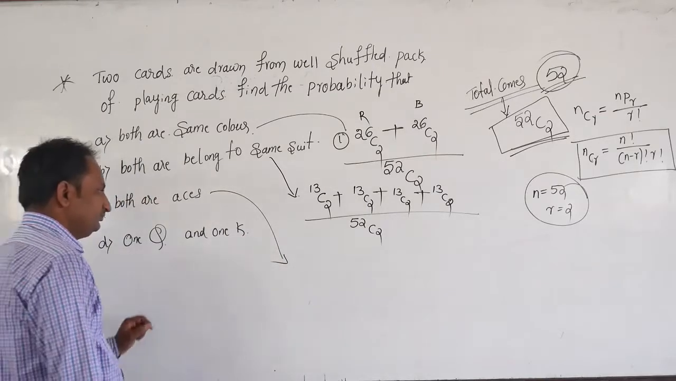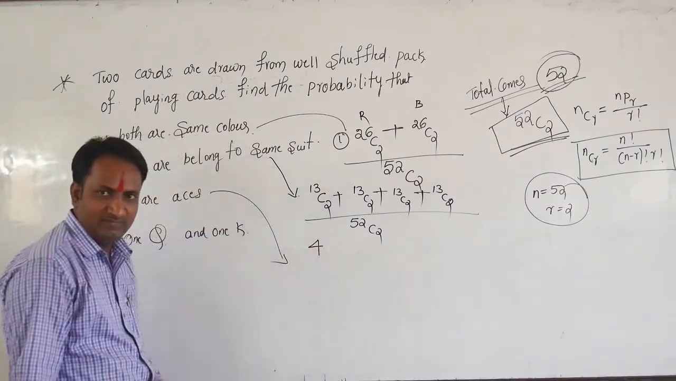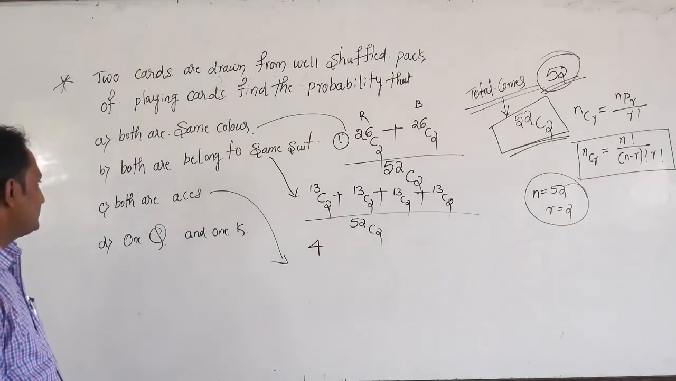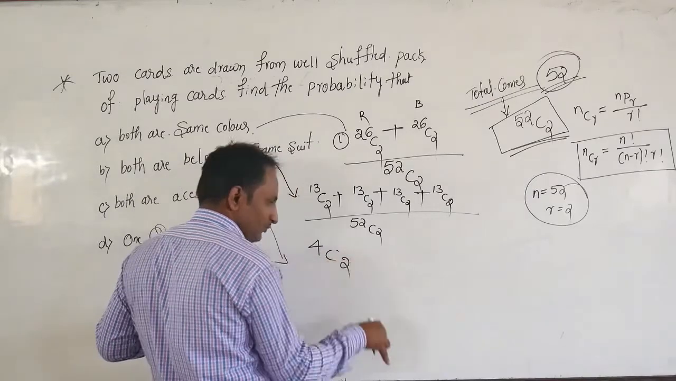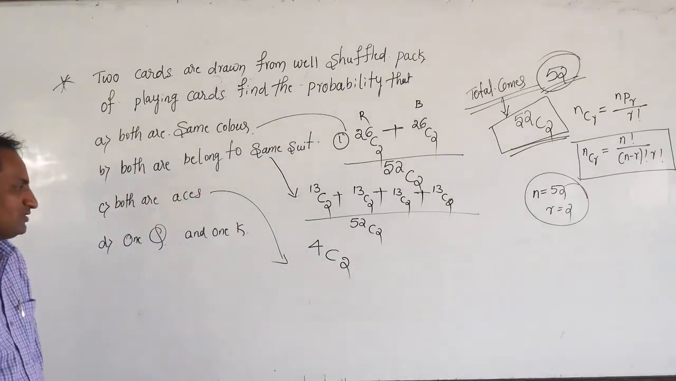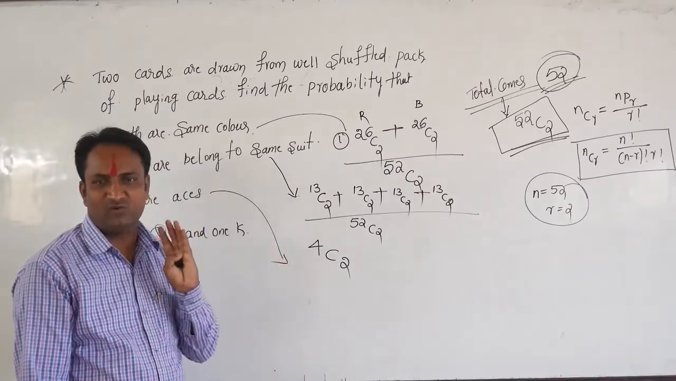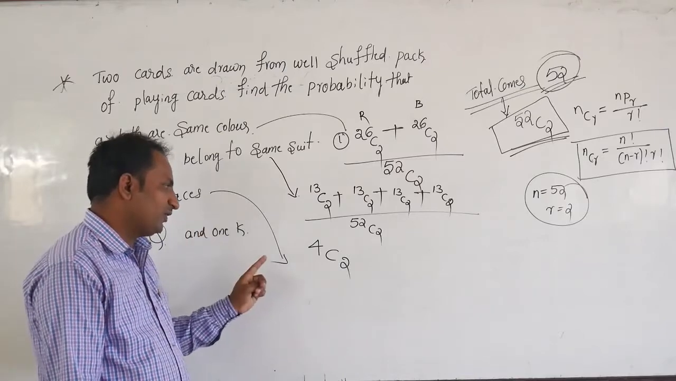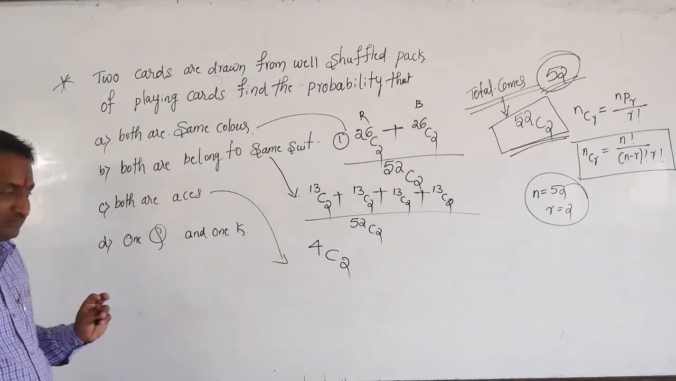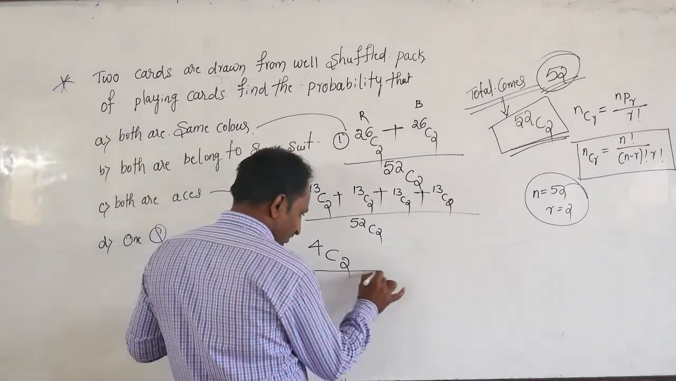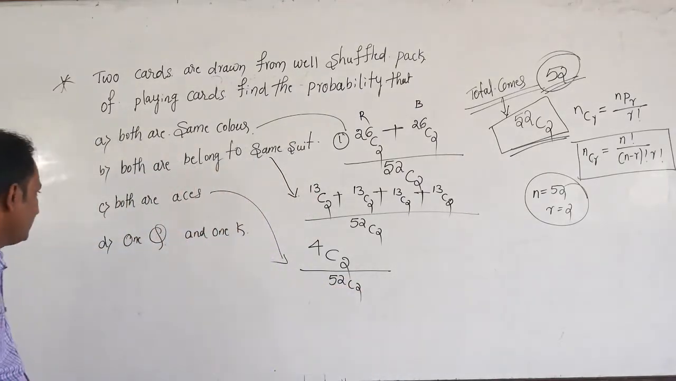Both are aces. There are a total of four aces in the pack. Out of four aces, we can choose only two, so 4C2. Out of 52 cards, there are four aces, and out of those four aces we can choose two. Both cards are aces, that's why 4C2 divided by 52C2.